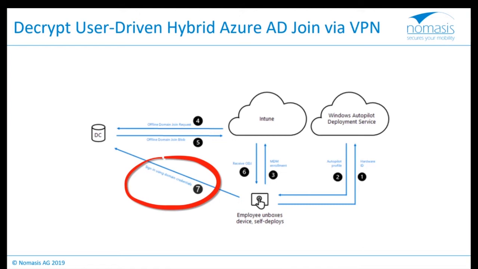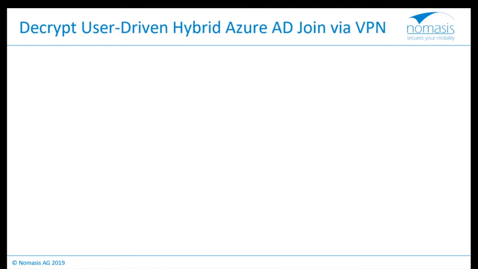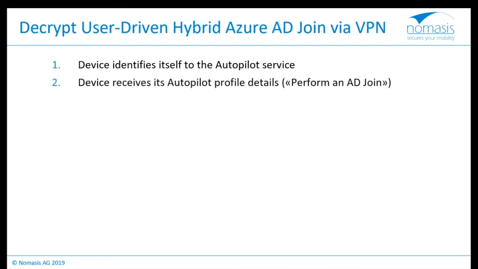So the topic already spoils the solution. Of course, we are talking about VPN. Now let's demystify the steps which are needed for this. So first of all, the device identifies itself to the Autopilot service. This is basically done with a hardware hash, an ID hash, which is provided before. It receives its Autopilot profile details, so for example, perform an AD join.